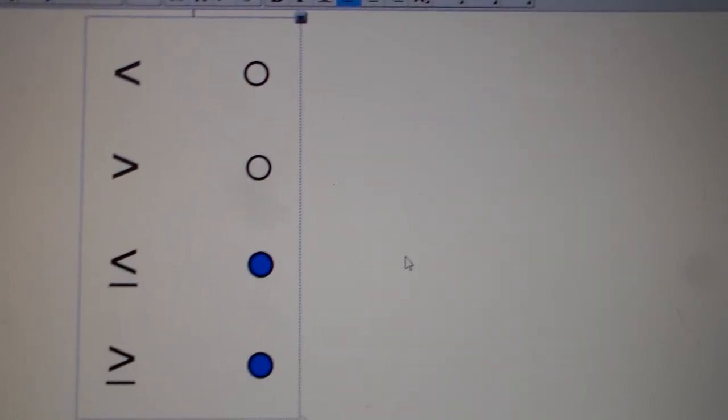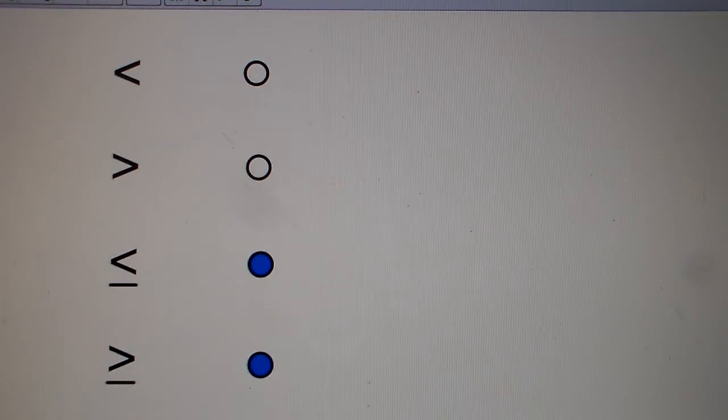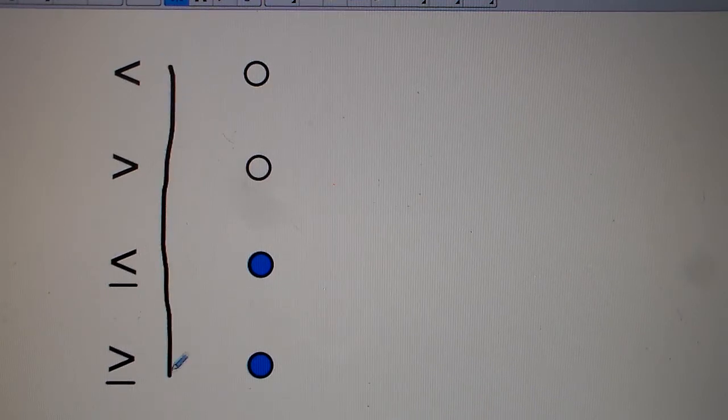Are when it's an open circle versus a closed circle. On the left-hand side of the black line, we have some inequalities: less than, greater than, less than or equal to, greater than or equal to. You can see the top two are different from the bottom two. The top two are less than and greater than, and the bottom two have the equals with the less than and greater than, so less than or equal to and greater than or equal to.